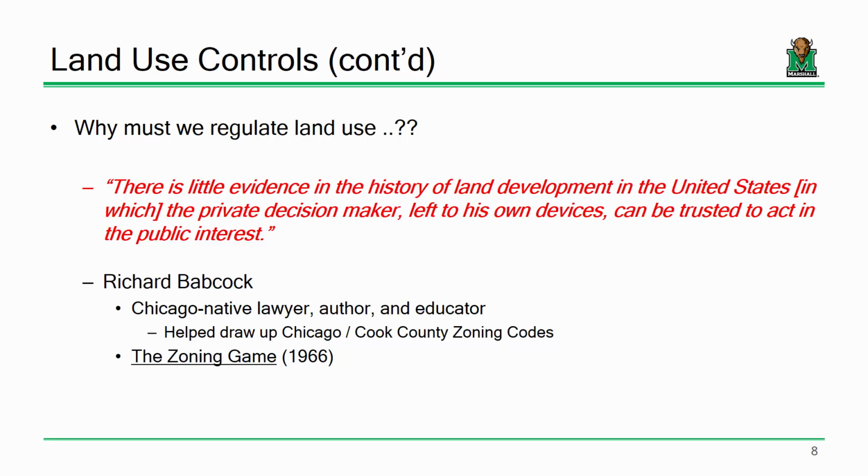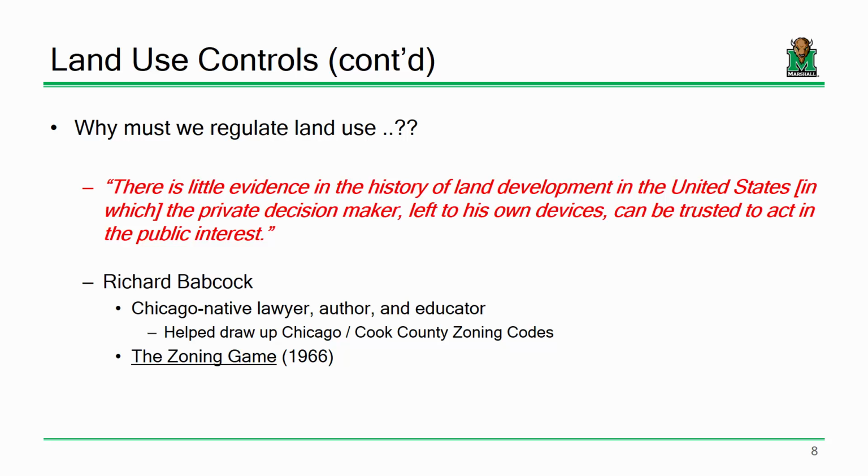This is a quote from a guy named Richard Babcock. He was a Chicago native lawyer. He literally wrote the book on zoning. He's one of the guys who helped draw up Chicago's zoning ordinance. And he says in his book, The Zoning Game, from the 60s, there's little evidence in the history of land development in the United States in which the private decision maker, left to his own devices, can be trusted to act in the public interest.